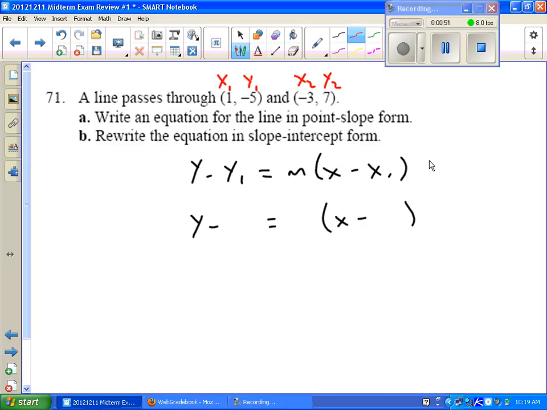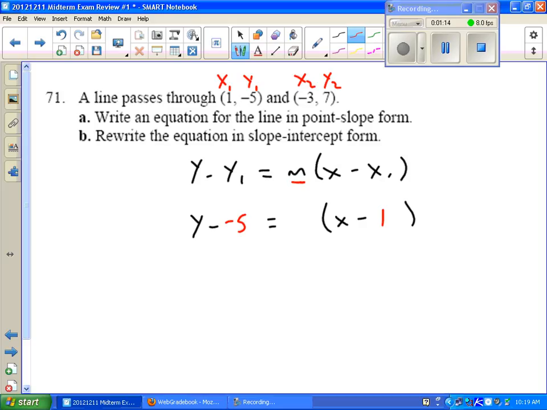The problem with this is we don't have a slope given to us. We got a point, and we can use either one we want. We'll use that first one. Our y sub 1 value will be -5, and our x sub 1 value will be 1. But we're missing our slope value. So what we need to do is take those 2 points we got, and use the slope formula to go ahead and find what our slope is.